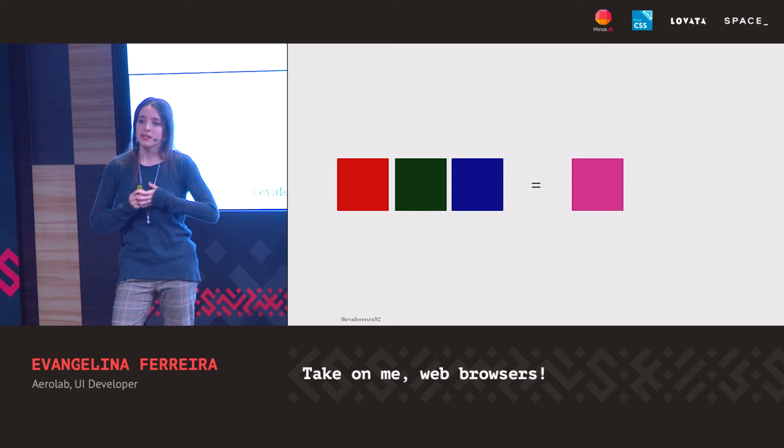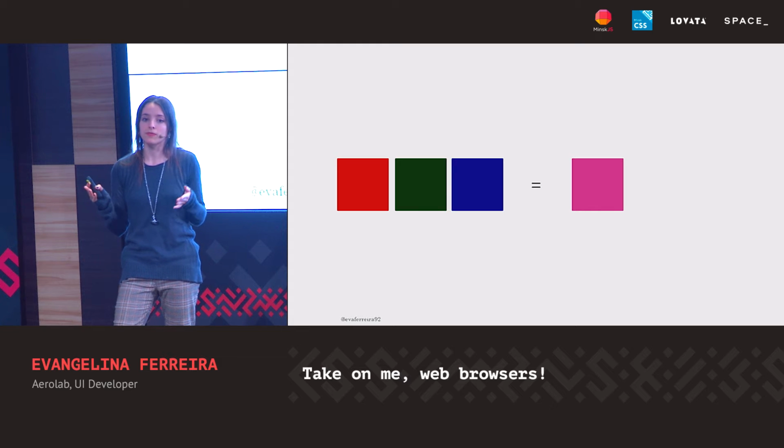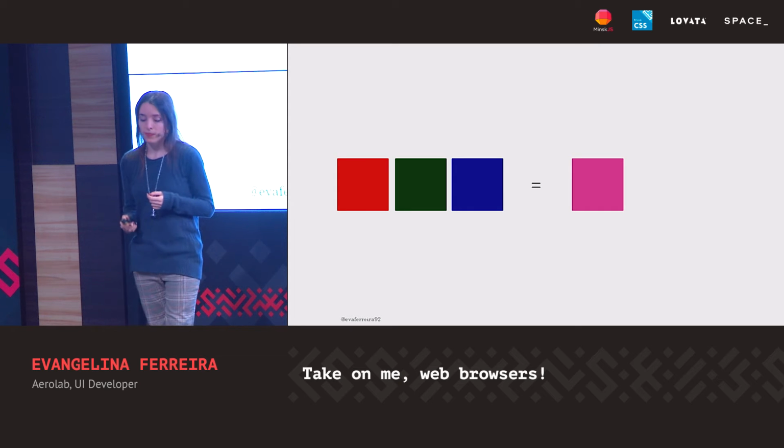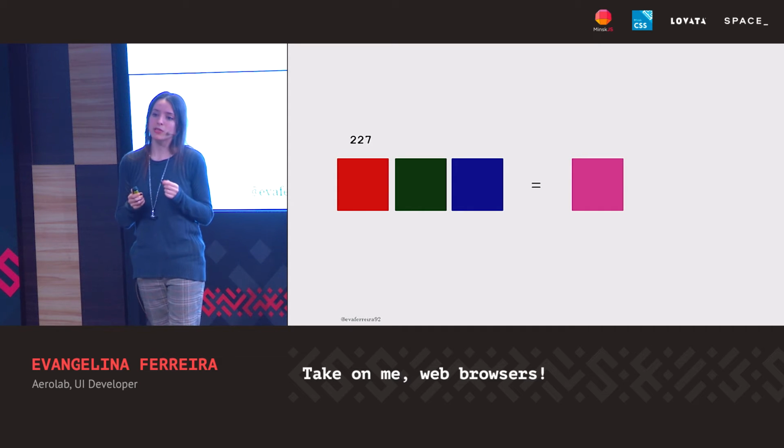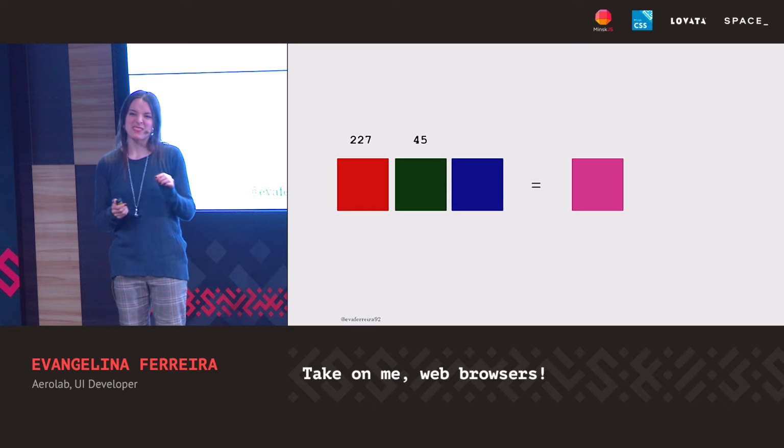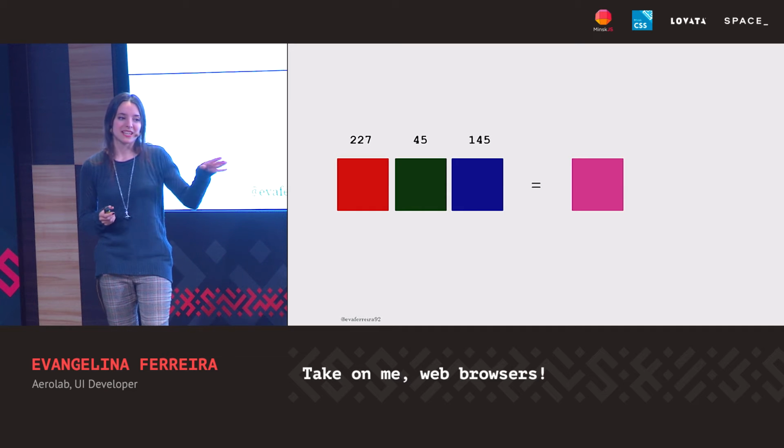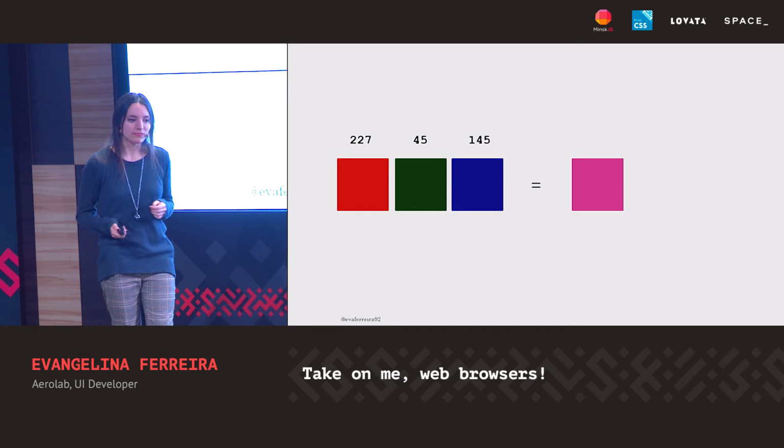And RGB has a value. This value ranges from 0 to 255. 0 is complete black, and 255 is the strongest red, the strongest green, and the strongest blue. So in this case, we have a very strong red, we have a very dark green, and we have a blue kind of in the middle.